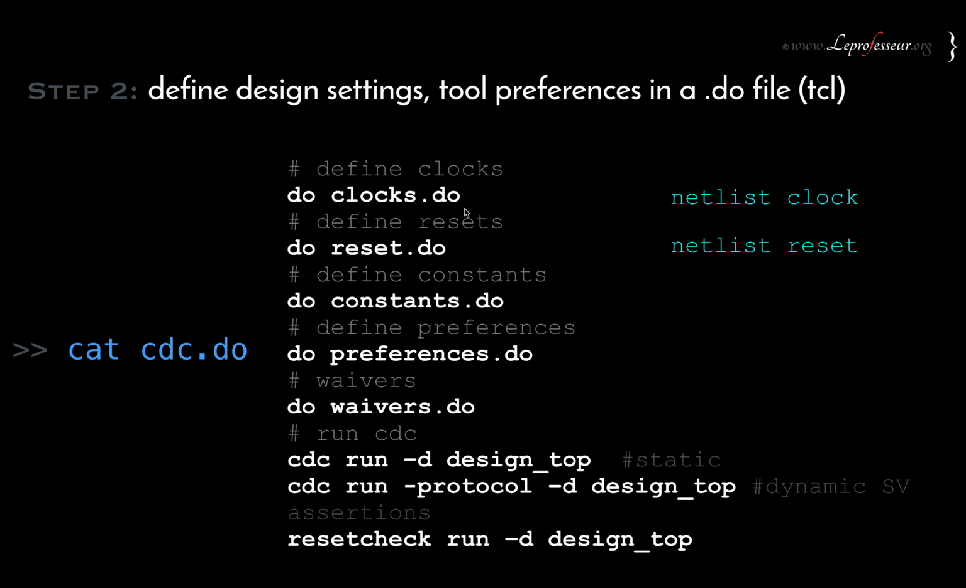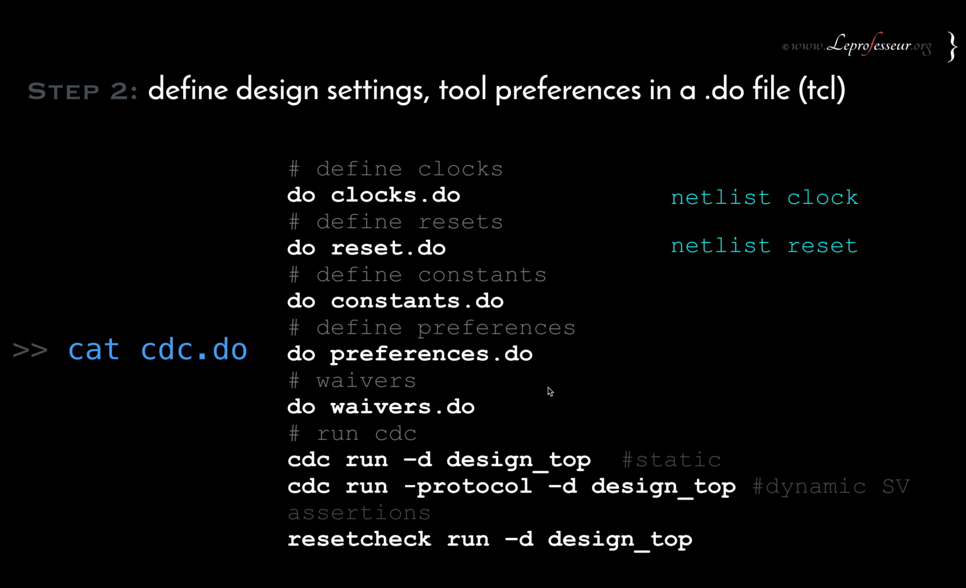Now, if you have constants in the design, let's say a signal that is constant high or constant low, or other constants in the design, let's say a port that stays at logic 0 or 1 and whatnot, you define them in a constants file.